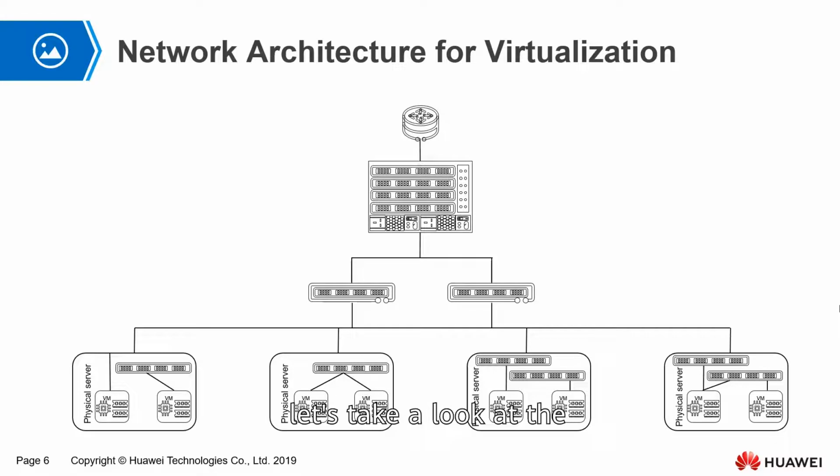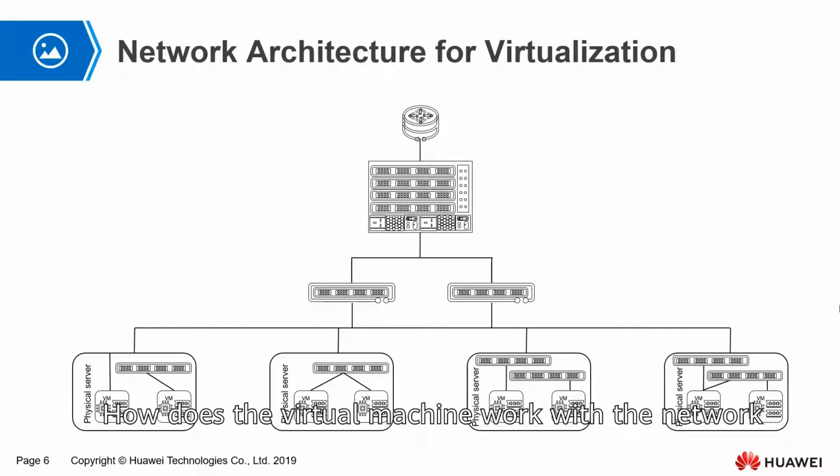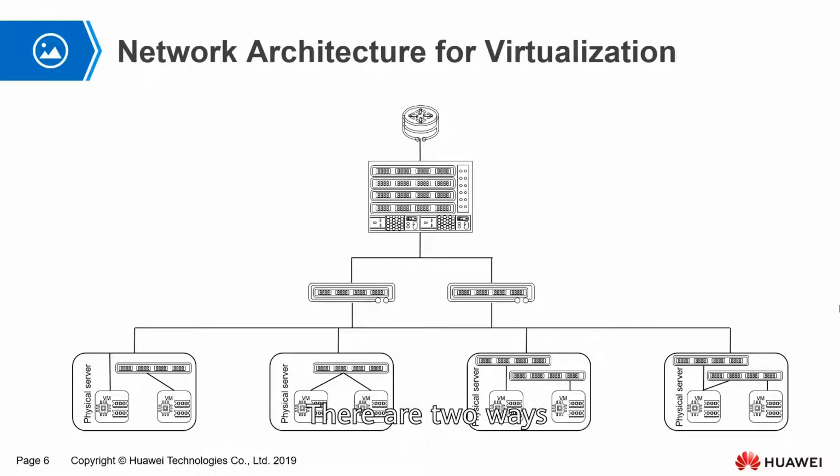Next, let's take a look at the internals of the physical server. The main internals of the physical server are virtual machines. How does the virtual machine work with the network? There are two ways. First, let's take a look at the physical server on the leftmost side. In this way, the virtual machine's network card is directly connected to the physical server. The other way is that the virtual machine first connects its virtual network card to the virtual switch and then forwards the traffic through the virtual switch.